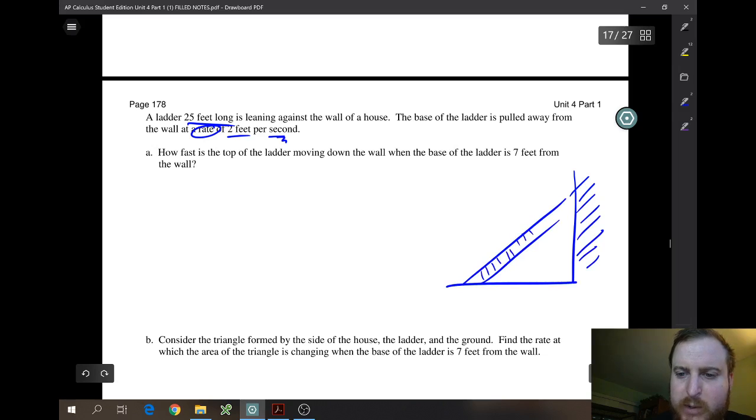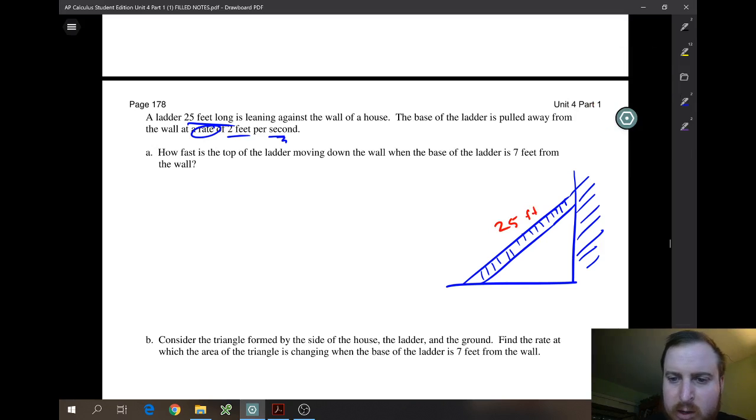And the reason drawing a picture helps is it helps you to visualize what's going to be constant, what's not going to change. So a 25-foot long ladder, right? The ladder is 25 feet, and if we imagine the ladder falling, it's not all of a sudden going to get longer or shorter. So we always want to write in our constants. That's a very important thing to do. So that's a constant, and that means we can plug it in as soon as we want.